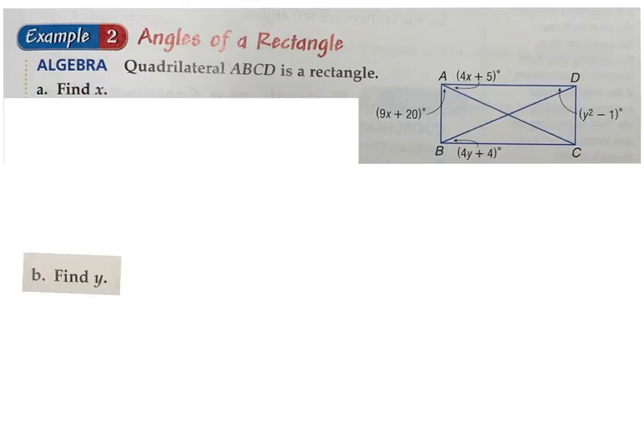All right, let's look at the next. Example 2. Quadrilateral ABC is a rectangle. So that's the first information. It is a rectangle. Find x. Since this is a rectangle, we don't even have to worry about whether it's equal to something else. For x, we can just say, what do we know about every angle in a rectangle? Every angle in a rectangle is how many degrees? 90 degrees. So for this first one, I know that this is 90 degrees. So I'm going to say 9x plus 20 plus 4x plus 5 should equal 90 degrees.